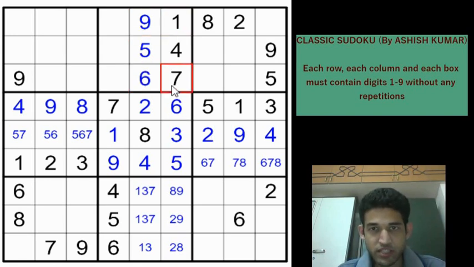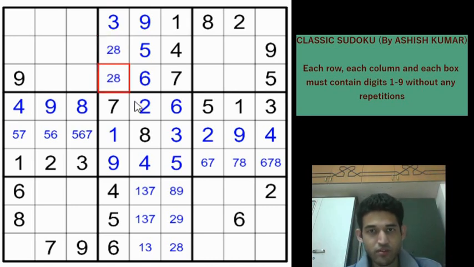5, 6, 9, 1, 4, 7 have been placed. Remaining digits are 2, 3 and 8. But a 2 and 8 is in row 1. So this will be a 3. And these two cells will be 2, 8 in some order. Okay.